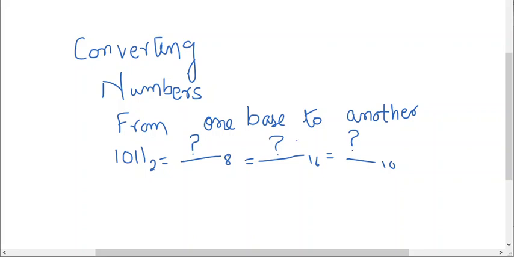Hello and welcome to another exercise of converting numbers from one base to another. This will be our last exercise in this particular area.